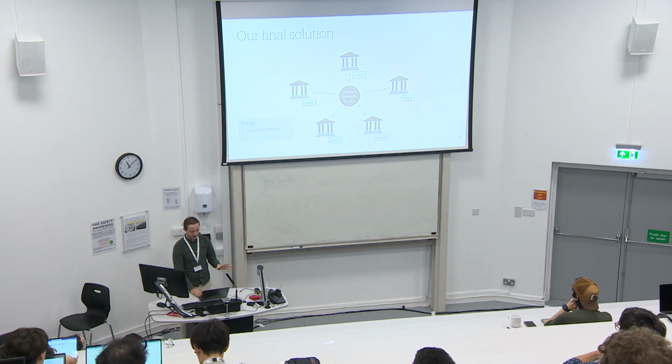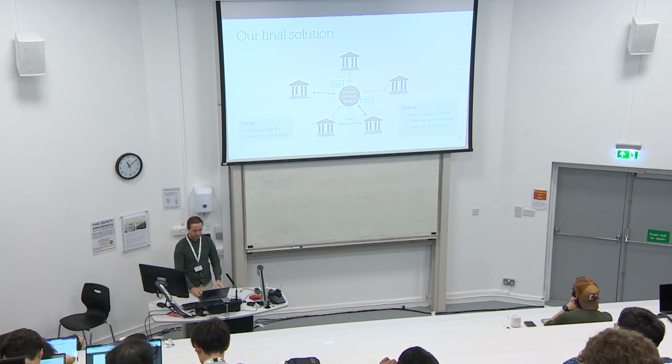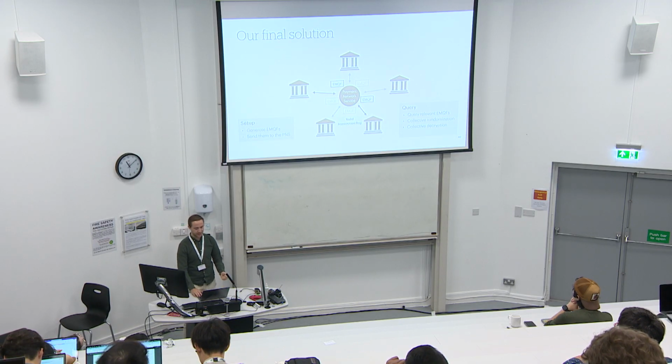So this is the overview we saw in the beginning. We have the EMQFs that are generated on the bank side, and those are sent to the PNS. Then for a query, the PNS queries the relevant EMQFs. The relevant banks perform collective randomization, so each contributes their own randomness. And then there is collective decryption. So the PNS obtains the valid transaction flag. The banks do not get this information.